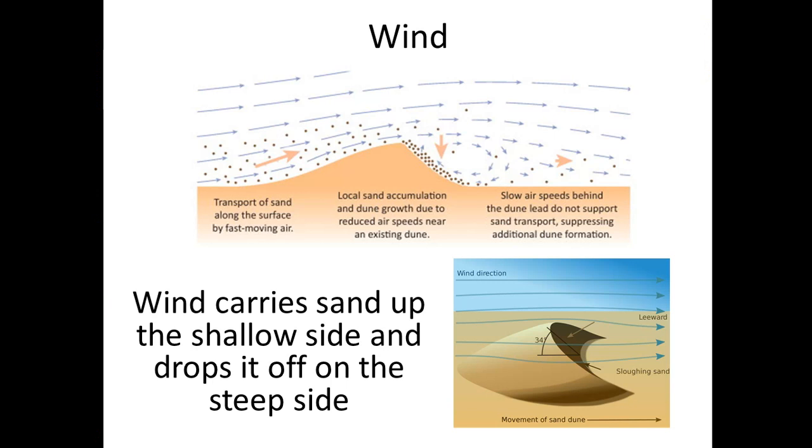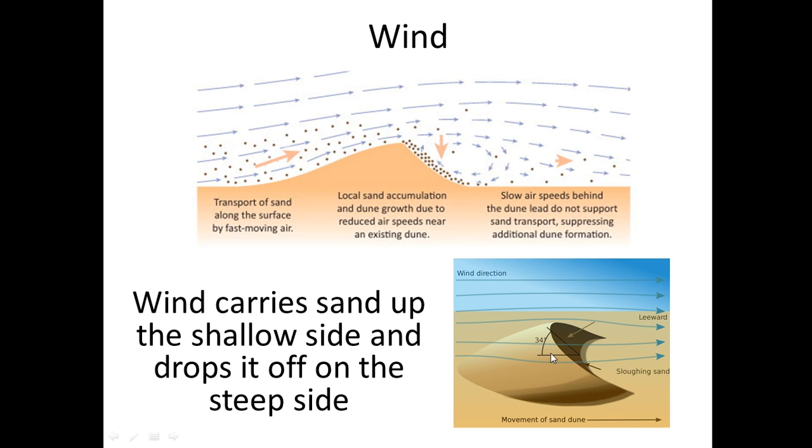Sand dunes created by wind can show us, based on their shape, the direction that the wind was blowing. So wind carries sand up the shallow side and drops it off on the steep side. So if we look at this picture here, the wind is carrying these small pieces of sand up the shallow side, and then they all get dropped off on this steep side here. So the wind direction is always up the shallow side towards the steep side.